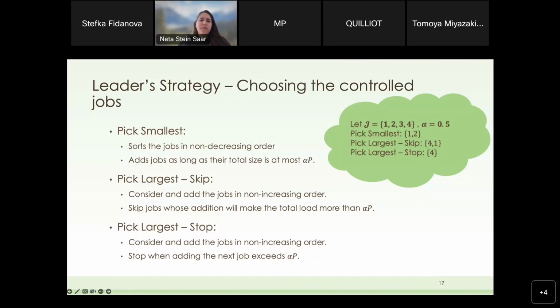So for example, we have a group of jobs, 1, 2, 3, 4, with a total value of 10. Our alpha is half, meaning that the leader can choose to control at most 5 of the load. So in pick smallest, it will go over the smaller jobs. We'll choose 1 and 2, since 3 can't fit anymore. In pick largest skip, it will go from the largest and keep going. So it will choose 4, and then it can't fit 3 and 2, so it will also take 1. And in pick largest stop, it will take only 4, because the 3 is going over the alpha P value.